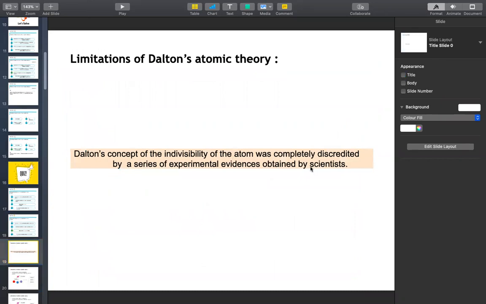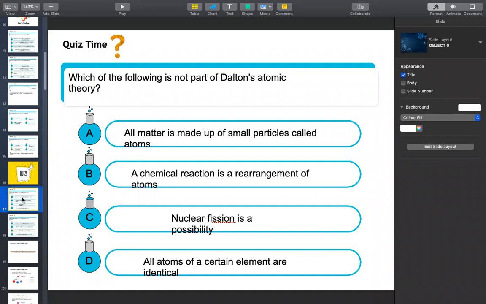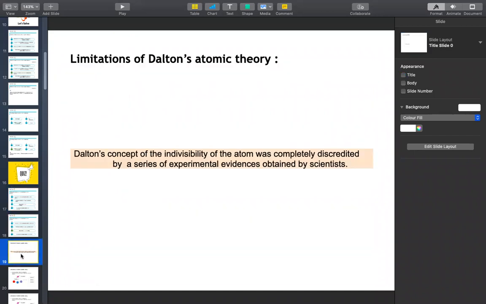Now, Dalton's concept of the indivisibility of the atom. Now there are some limitations. I told you John Dalton's theory was not true in all places. The concept of indivisibility of the atom was completely discredited by a series of experimental evidences obtained by scientists. According to John Dalton, the atom is indivisible, but later J.J. Thomson and other scientists did experiments and it was proved that the atom is divisible.